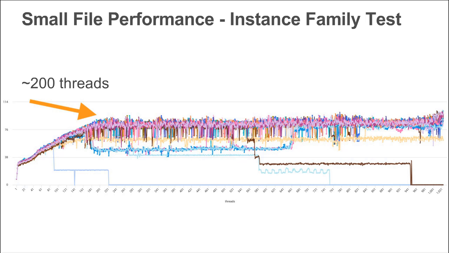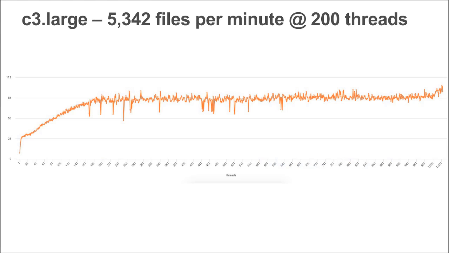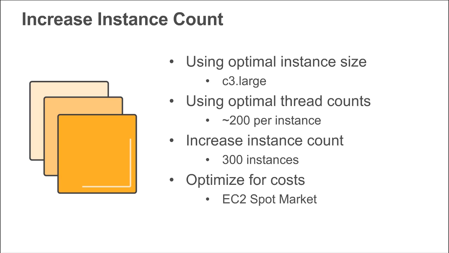So now that we know that, I want to see which instance is really best for this. And from a cost and performance perspective, in my testing, the C3 large had pretty well the same performance characteristics as some of the larger instances at 200 threads. And at 200 threads, I was moving 5,300 files per minute. So now we know what I want to use, the C3 large, about 200 threads per instance.